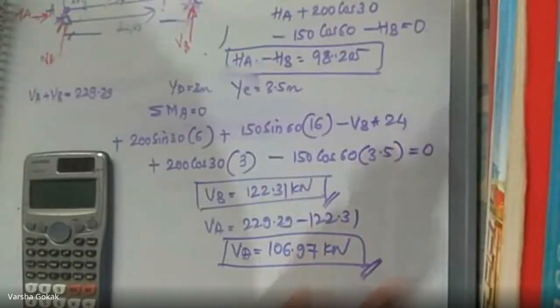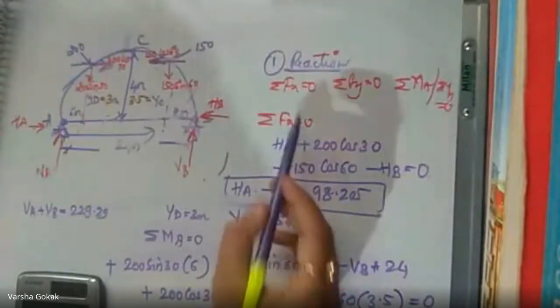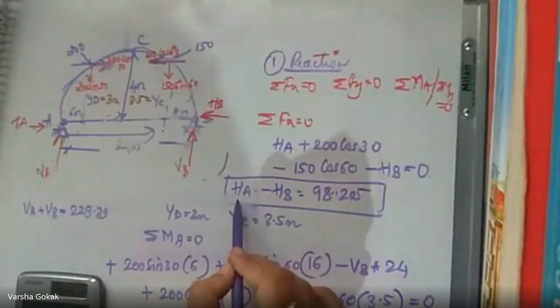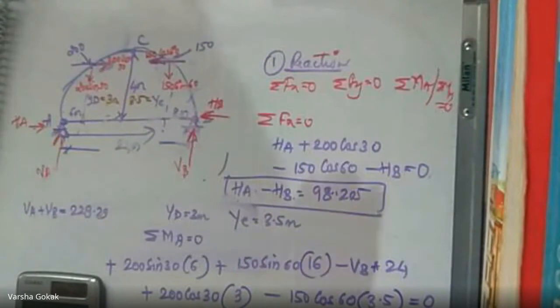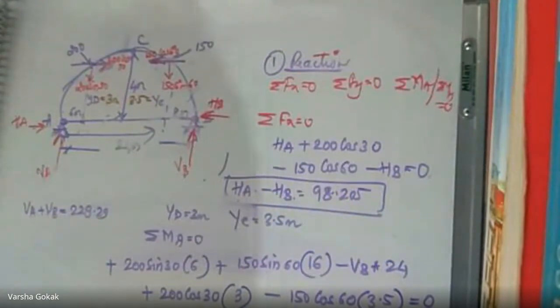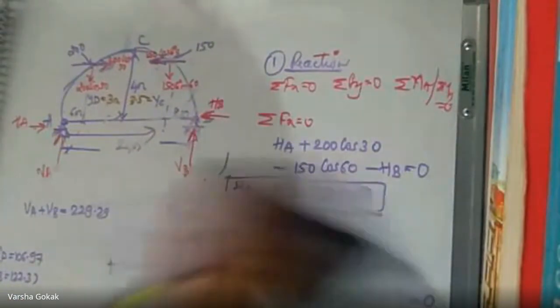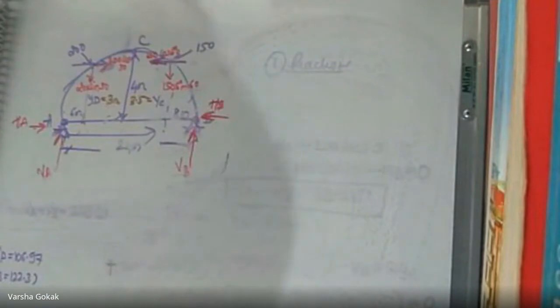Now, next we found VA, VB. I have to still find HA, HB. So for HA, HB, how will I have to note down the values? VA is 106.97. 107 only you can take. VB is 122.31. Okay. To find HA, HB, what you used to do? Like regular principle, regular procedure is what? Yesterday and all, how do you find HA, HB?